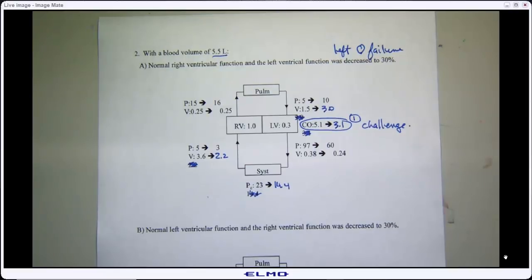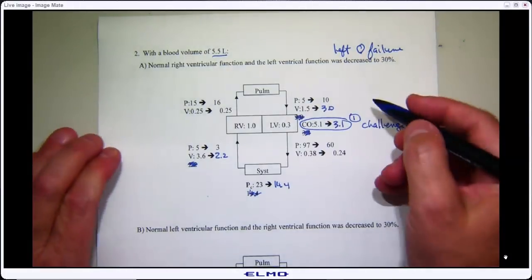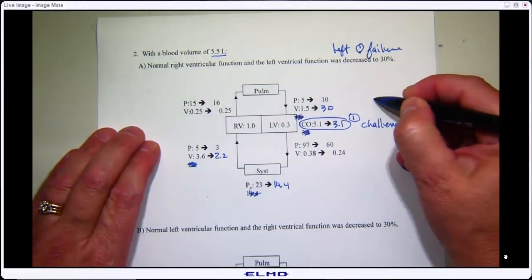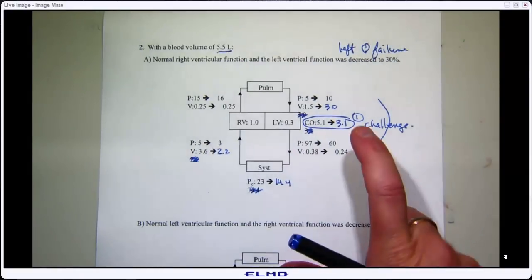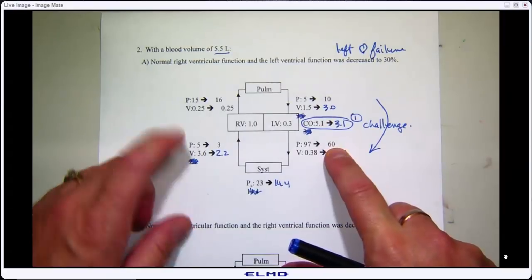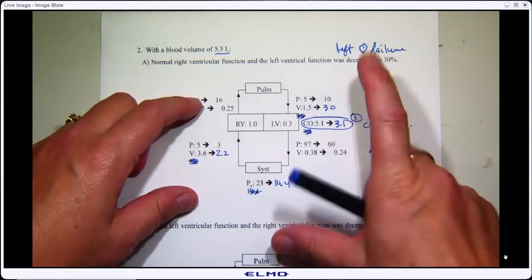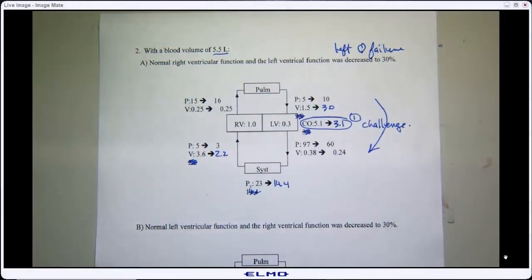Okay, what does the pump do? That pump moves volume from this compartment to this compartment. That's what that pump does. So the game afoot here is to try to predict the volumes and the pressures in each of our 4 major compartments. Okay? We're going to try to predict volume here and pressure here. Volume here, pressure here. Volume here, pressure here. Okay? That's what we're going to try to do.